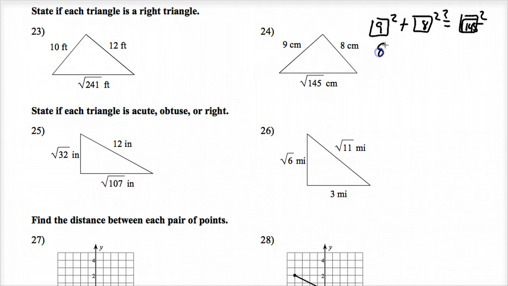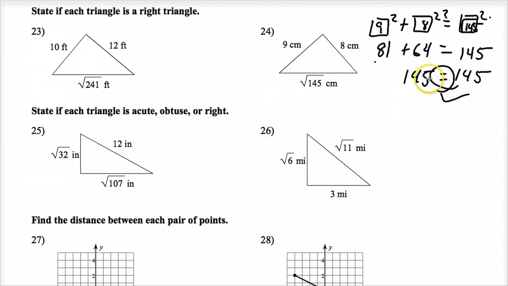This would be 81 and 64. And here's the cool thing. When you square something that has a square root, it just takes away the square root. So if I were to add these two pieces together, 81 and 64, 80 and 60 is 140, 4 and 1 is 5, so I got 145 equals 145. That's perfect. Yes, they're equal.